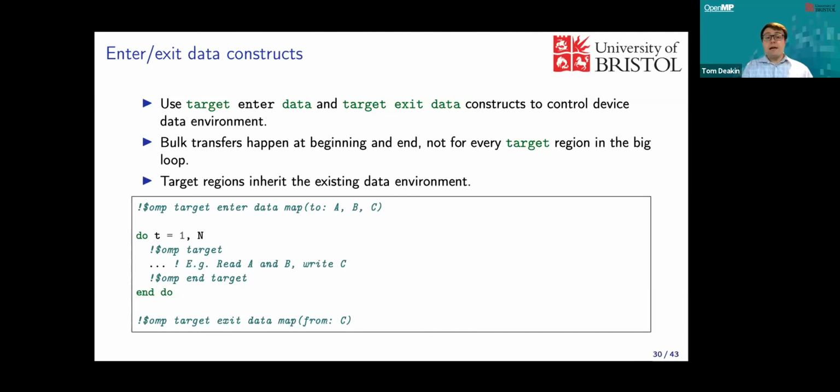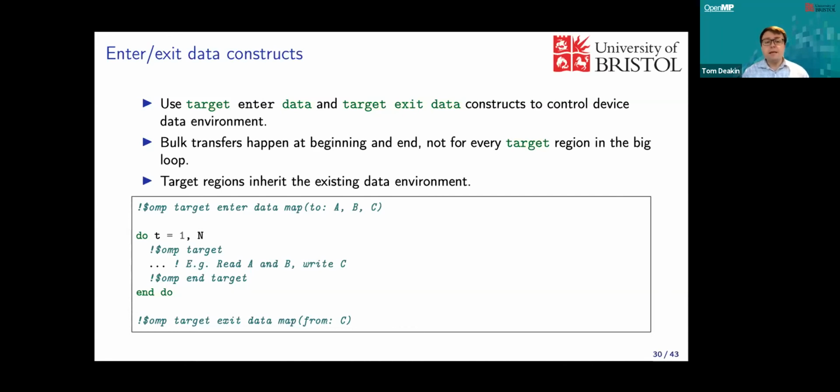So we have OMP target enter data map, and we're going to map to the device from the host the three arrays A, B, and C. At this point, this is going to trigger the memory copy on that construct so that the arrays get copied from the host to the device, and they're going to stay there until they're told otherwise. We can now run our time step loop, our T loop, lots of times, and it's going to have these target regions that execute. When they start running, those target regions inherit the existing data environment, however it's been set up from before.